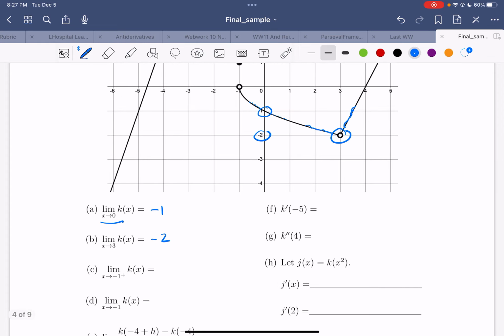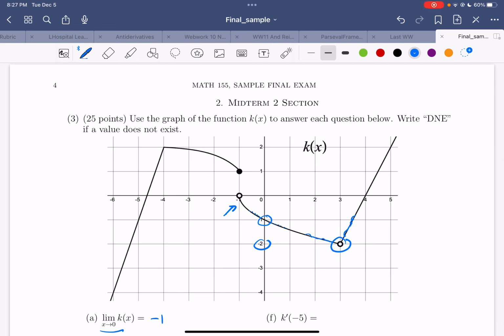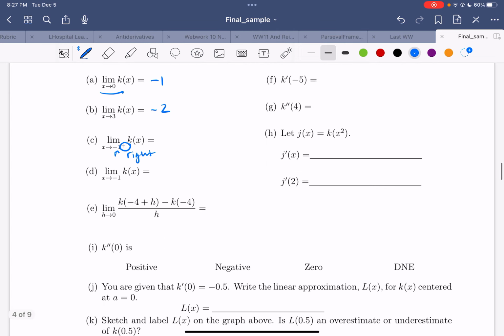Okay, so now x is going to go to -1, but the way we're going to do it is from the right. That's what this little superscript means. So let's find -1. Here it is. And notice, if I come in from the left, it looks like I'm going to hit +1, but we're not coming in that way. We're coming in from the right, and it looks like I'm going to hit 0 for my y value. So this is a 0.